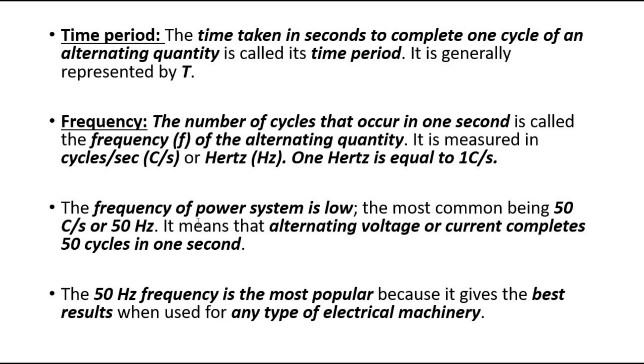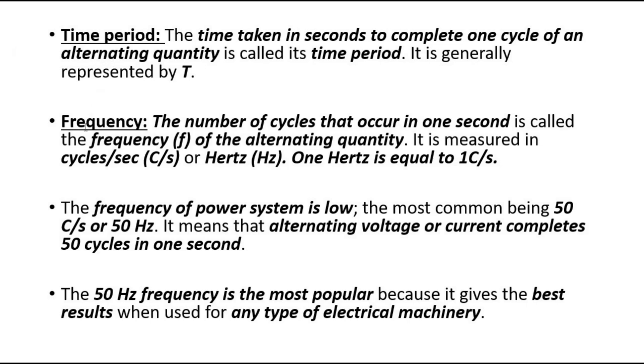An important extra piece of information: the frequency of the power supply which is supplied to our homes is 50 hertz. That is, the signal waveform completes 50 cycles in 1 second. It is most commonly used because it provides the best results for operating any kind of electrical machinery.